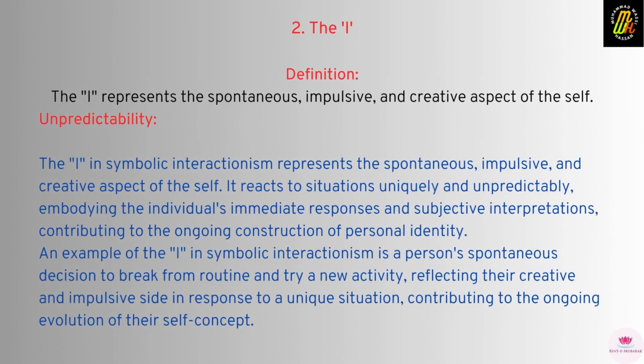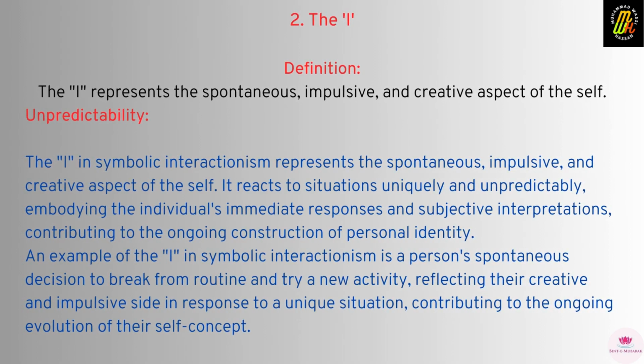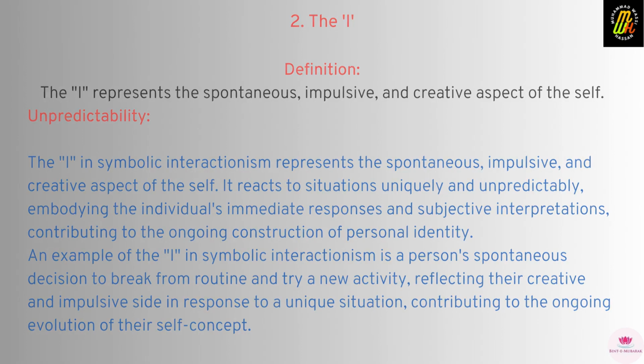2. The I. Definition: the I represents the spontaneous, impulsive, and creative aspect of the self. Unpredictability: it reacts to situations uniquely and unpredictably, embodying the individual's immediate responses and subjective interpretations, contributing to the ongoing construction of personal identity. An example of the I in symbolic interactionism is a person's spontaneous decision to break from routine and try a new activity, reflecting their creative and impulsive side in response to a unique situation, contributing to the ongoing evolution of their self-concept.